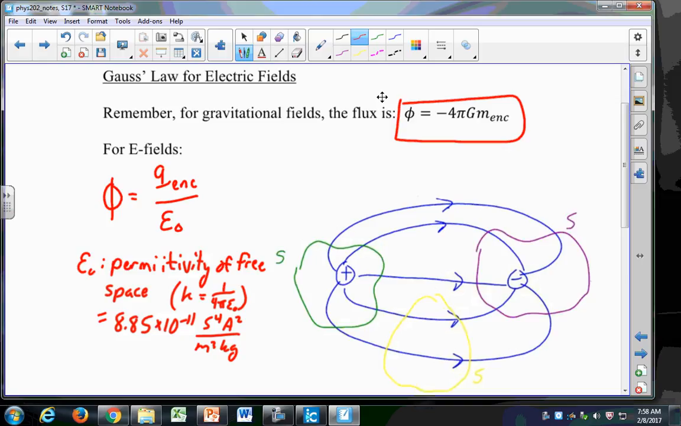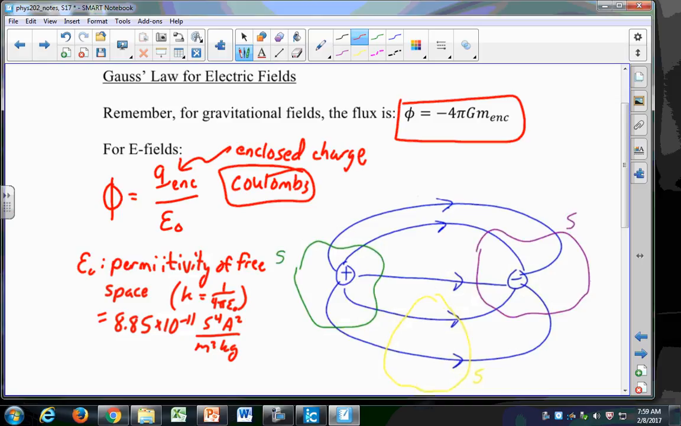Q enclosed, just like with Gauss's law for gravitational fields, where we were looking at the mass inside the Gaussian surface, now we're just looking at the charge. Units are in coulombs, so often we give charges in micro or nano coulombs, but make sure that you convert to coulombs. So this is the enclosed charge, in units of coulombs. Be careful with that, because often we'll give charges not in coulombs, but in micro or nano coulombs.